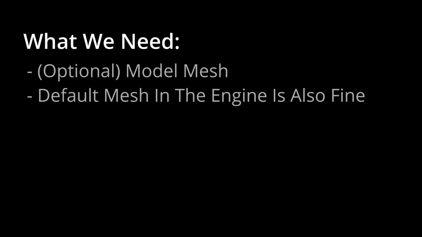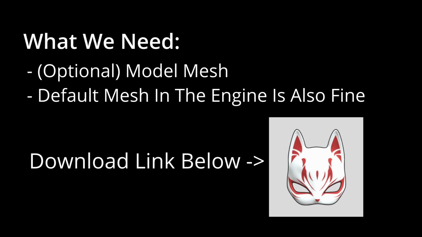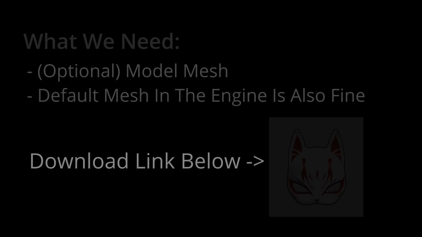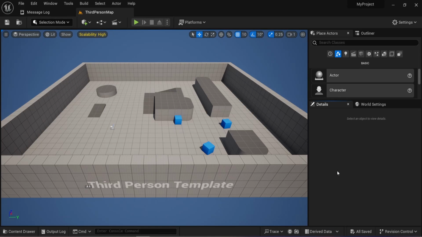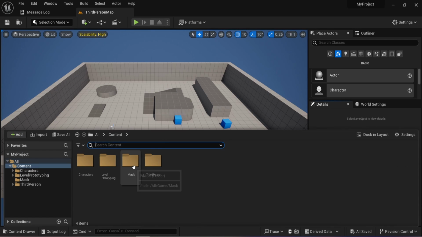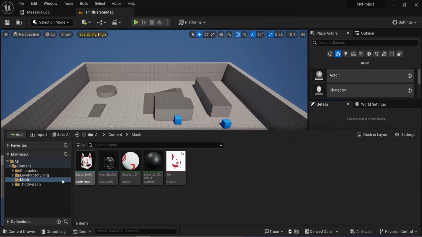So what do you need for this tutorial? Actually, it's not compulsory to have anything for this project, but for a better result, I'll use this mask model as the object in this tutorial. If you want to use any objects like weapons or swords, that's perfectly fine as well. I will put the link for the mask model in the description below. In this newly created project, I've already imported the mask models in this folder here.